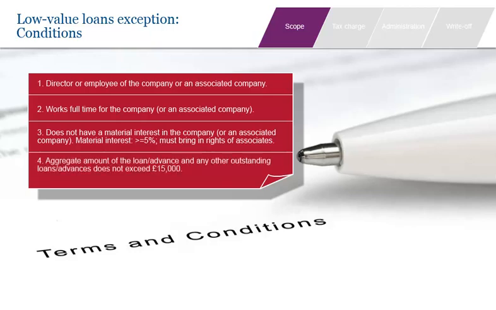Finally, the aggregate amount of the loan or advance and any other outstanding loans or advances made to the borrower by the company or an associated company must not exceed £15,000. Let's look at an example to illustrate this point.